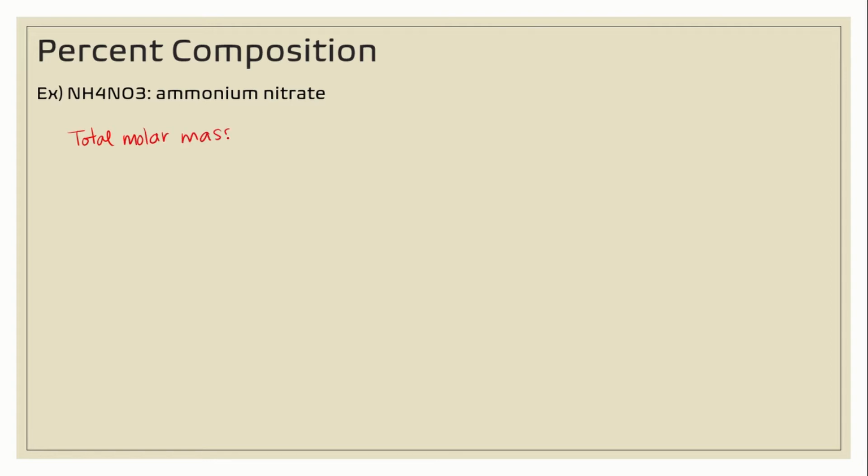So total molar mass of ammonium nitrate will be 14 plus 4 hydrogen, so 4 times 1, plus another nitrogen, and then 3 oxygen, which would equal 80 grams per mole. And then in order to find the percent composition, you simply have to divide the sum of all atoms in the molecule by the total molar mass.